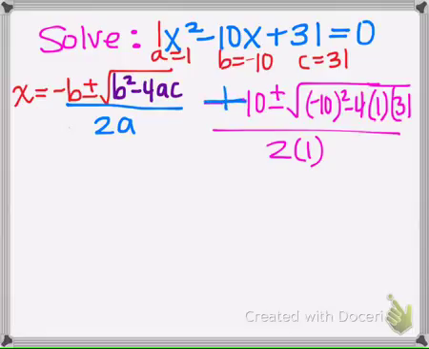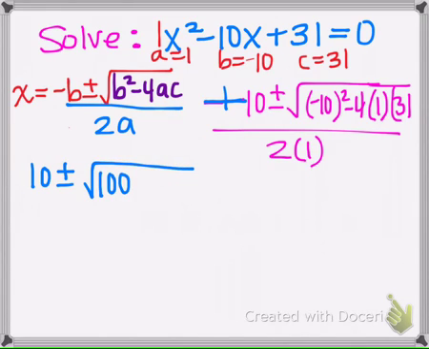Okay, so this was going to make a positive 10, so we're going to have a positive 10. Negative 10 squared is 100. And then negative 4 times 1 times 31, that's negative 124. And then 100 minus 124.